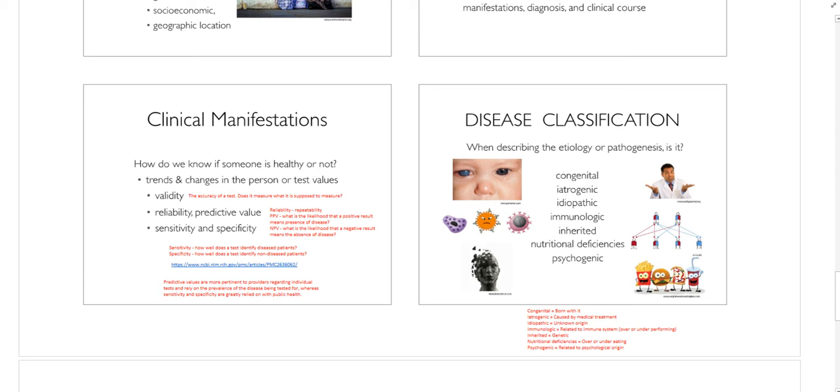Meaning, how likely is it that the patient who got that positive result actually has the disease? And the inverse is the negative predictive value. If they got a negative screening or a negative test, how well does that mean that they definitely don't have that disease?